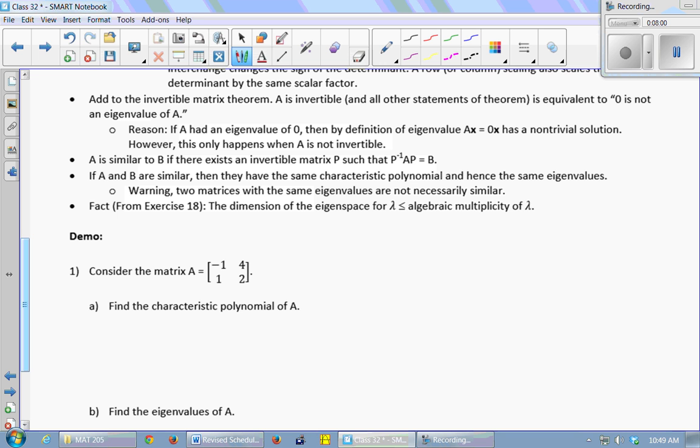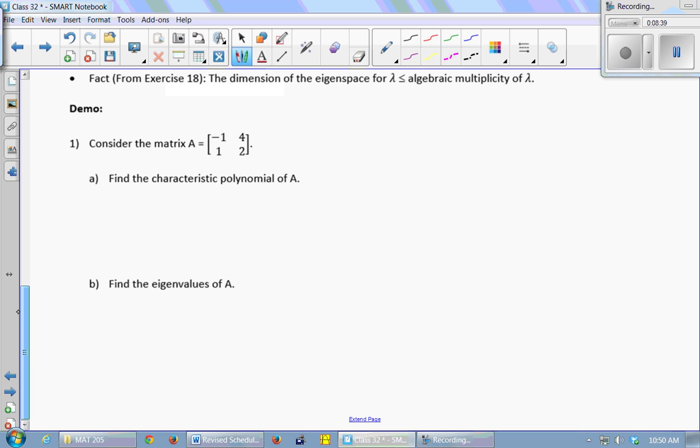But be careful, just because two matrices have the same eigenvalues does not mean they're similar, right? If they're similar, they have the same eigenvalues, but it doesn't go backwards. Same eigenvalues doesn't tell you they're similar. And then in one of your homework problems, number 18, you'll learn that the dimension of the eigenspace associated with any eigenvalue lambda is always less than or equal to the algebraic multiplicity of lambda, the number of times lambda is a 0 of the characteristic polynomial.